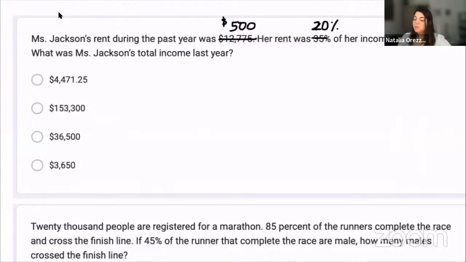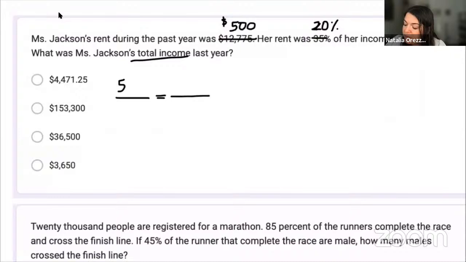All right, awesome. So let's go ahead and give this a try. Same thing, her rent is $500. We're saying that her rent was 20% of her income, and we want to find the total income for last year. All right, let's plug everything into our super wonderful equation.